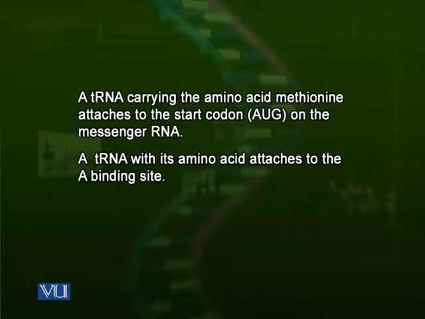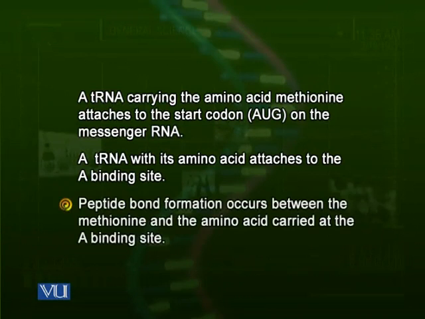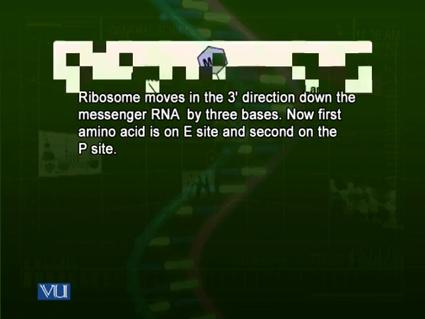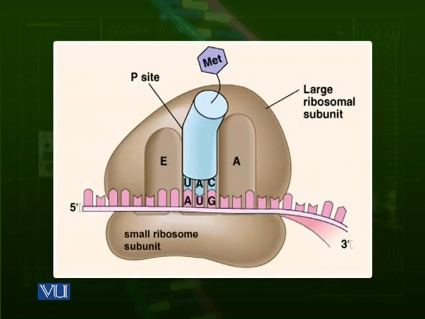After that, the next transfer RNA brings another amino acid according to the codon read by the ribosome. This transfer RNA comes and attaches to the A site. Then a peptide bond is formed between the first amino acid and the second amino acid. When this peptide bond is formed, the ribosome moves ahead on the messenger RNA. The result is that the first amino acid is now on the E site and the second amino acid is on the P site in place of the first. And the A site, as you can see in the diagram, is free.